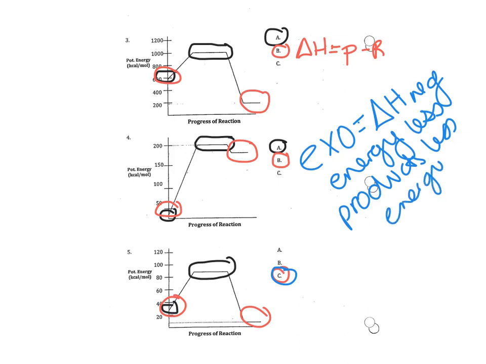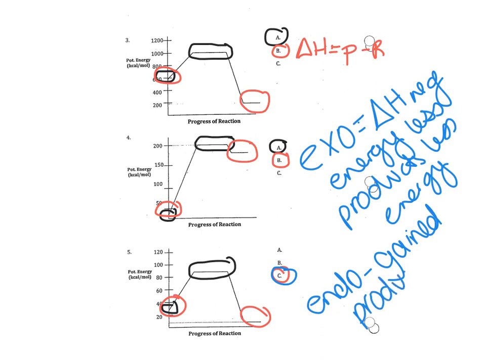That's going to be exothermic. If it's endothermic, then we gained energy in the reaction. And if we gained energy in the reaction, then our products are going to have more energy than when we started, and our delta H is going to be positive. So there's some clues for you for doing these.